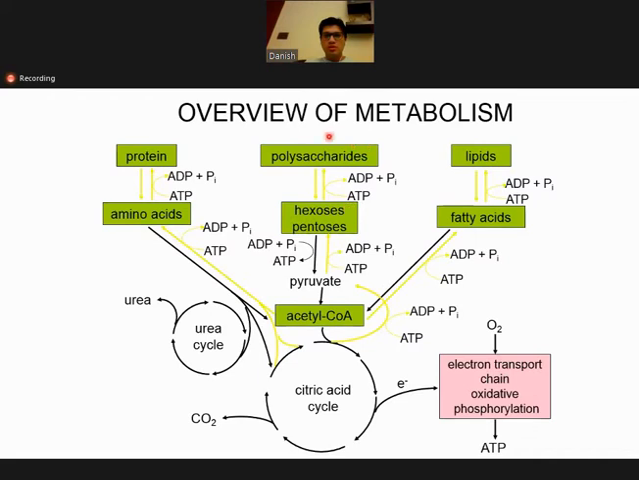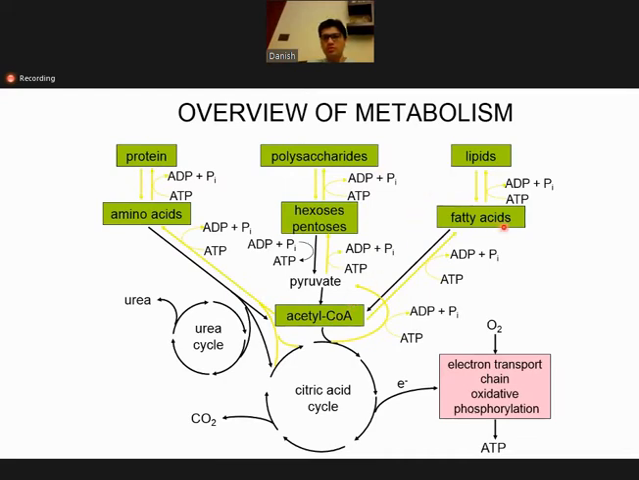As you can see here, the polysaccharides we normally take in our diet, the complex carbohydrates like starch, are present in food items like rice, roti, and chapati. They are broken down by digestion and absorption, which provides monosaccharides. The monosaccharides go into glycolysis and form pyruvate. Pyruvate forms acetyl-CoA, which provides energy through the citric acid cycle and the electron transport chain. Acetyl-CoA is also contributed by beta oxidation of fatty acids.